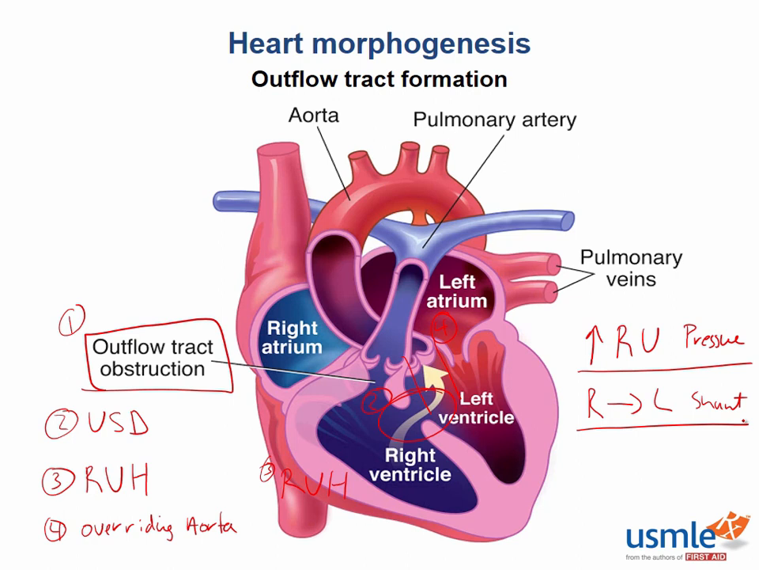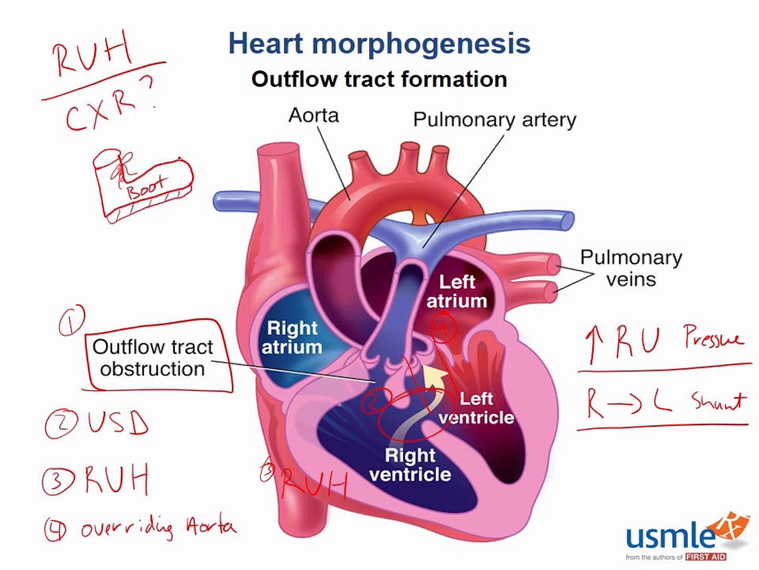tetralogy of Fallot. And last but not least, patients with tetralogy of Fallot have right ventricular hypertrophy, as we mentioned earlier. And this RVH leads to a fairly classic chest x-ray. So what do you think the heart would look like on chest x-ray in a patient with tetralogy of Fallot or severe RVH? You've got it, a boot. The heart will look like a boot.